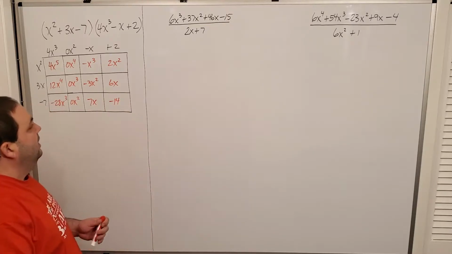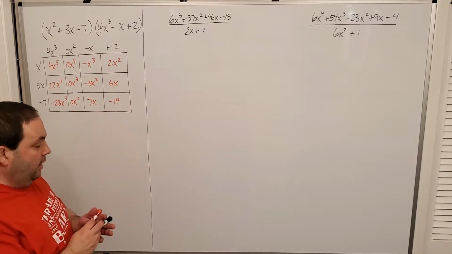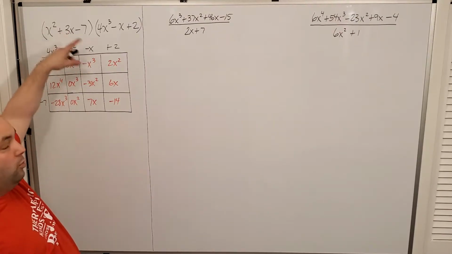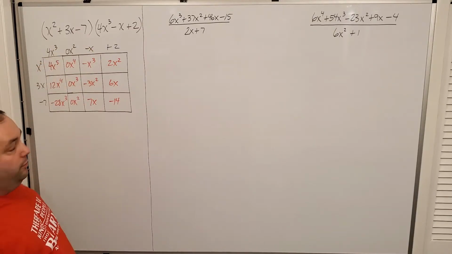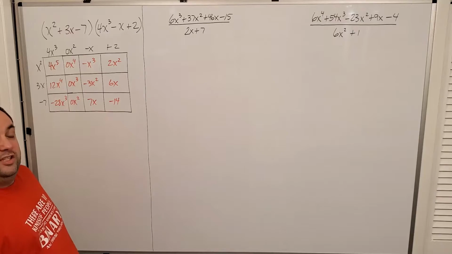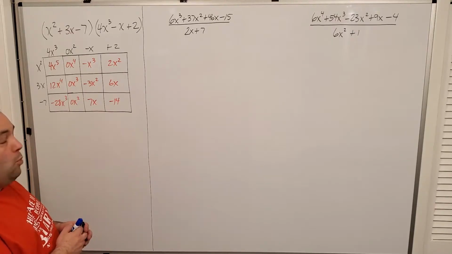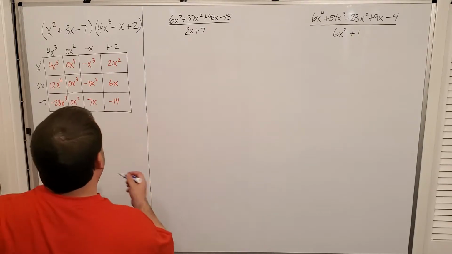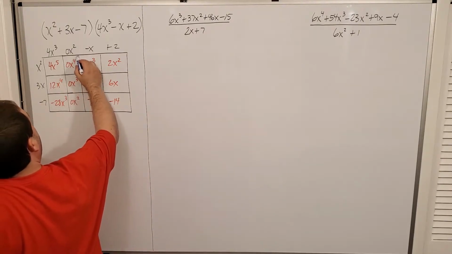All right. Seems like a lot more work there, but if you think about it, I haven't done anything that I wouldn't have done already if I were doing the FOIL method or the distributive property method. Okay? This is just more organized, a little bit more writing because of the grid. But here's the thing. Your like terms are always going to be in diagonals.